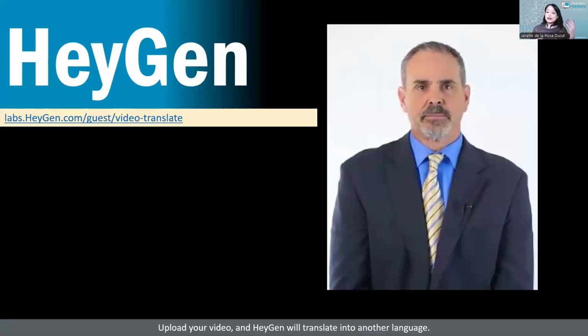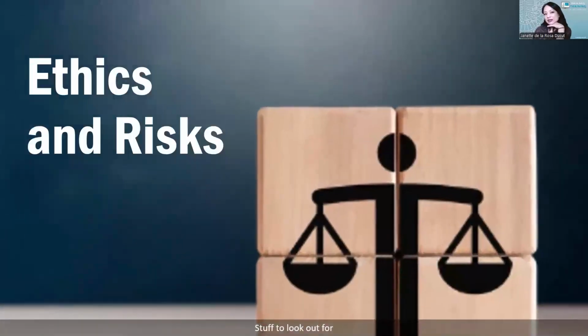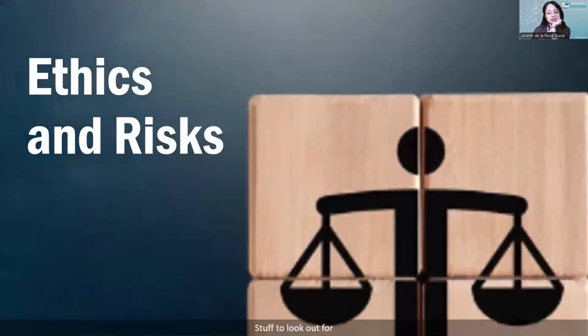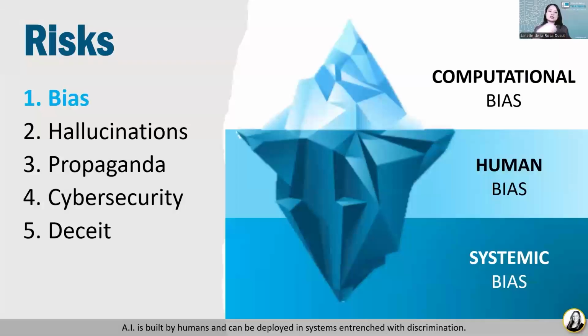So AI, something like HeyGen, can be used and has been used for people to upload a video, and it translates things into different languages based on a script that other people write. So that is why we always talk about ethics and risks in the world of artificial intelligence. And the top ones that I like to talk about are bias, hallucinations, propaganda, cybersecurity, and deceit.